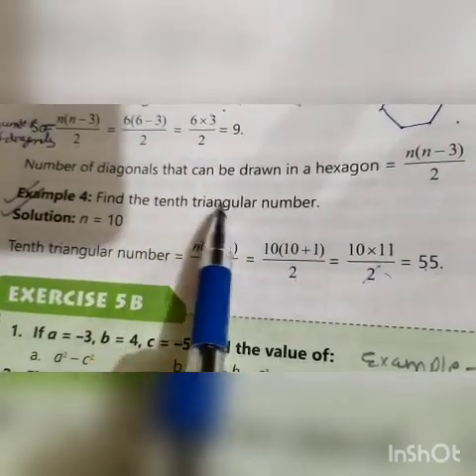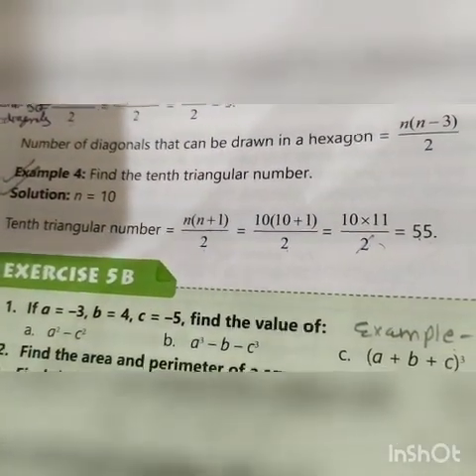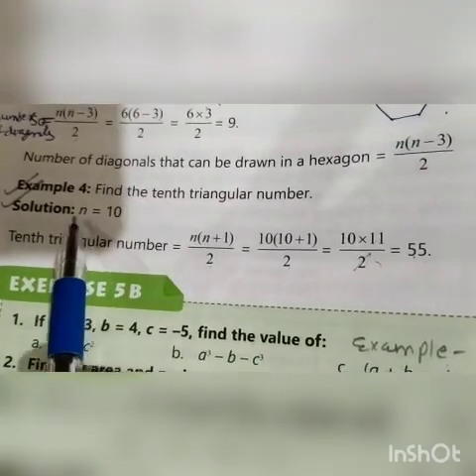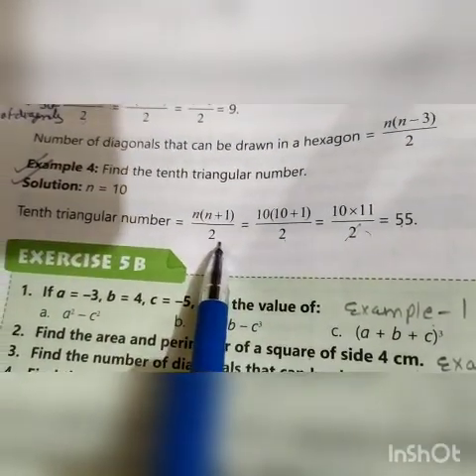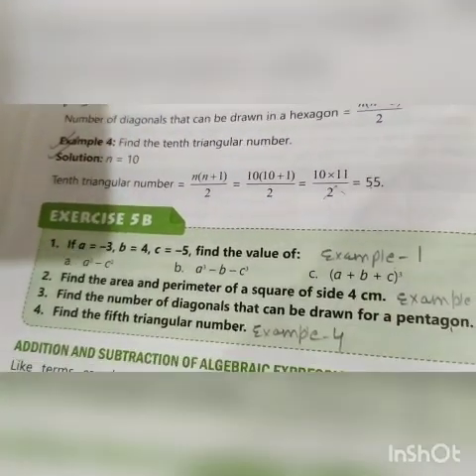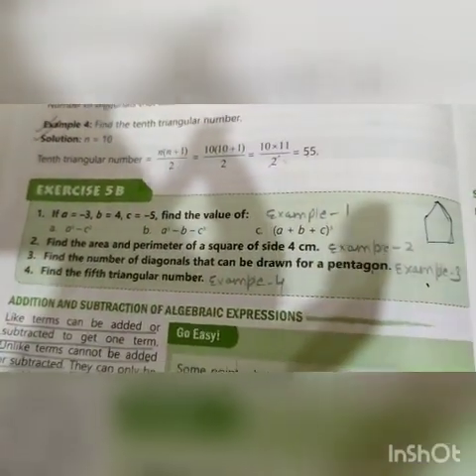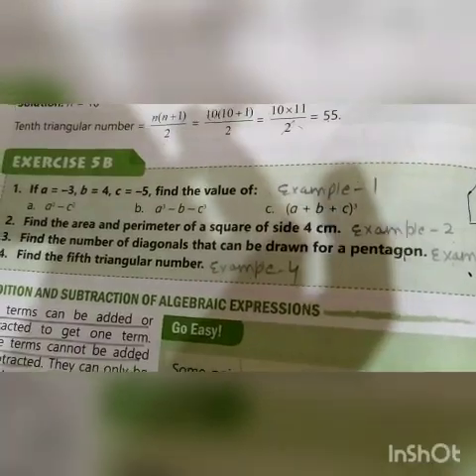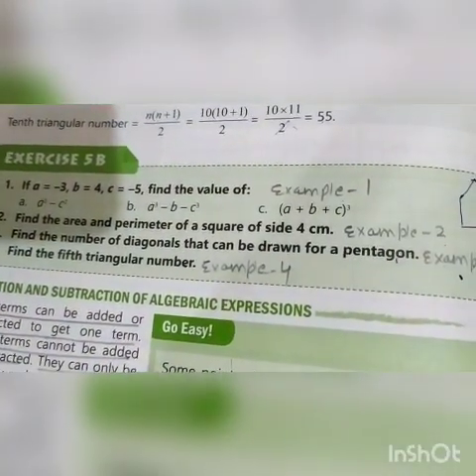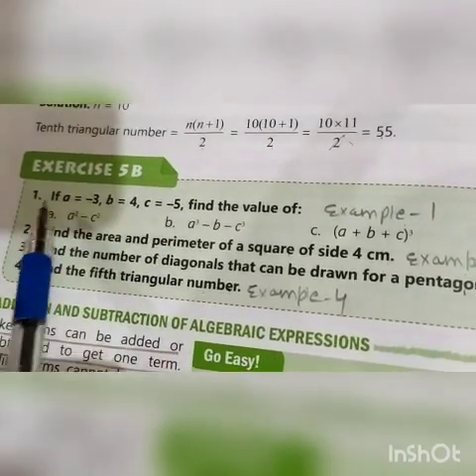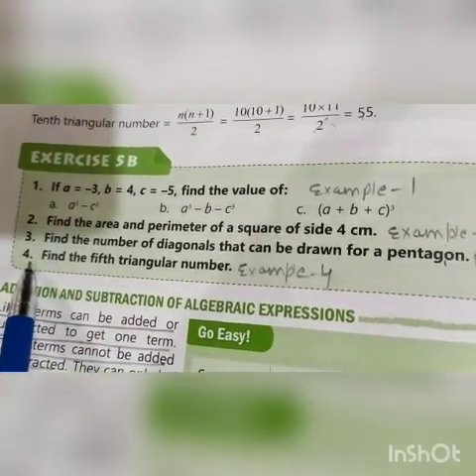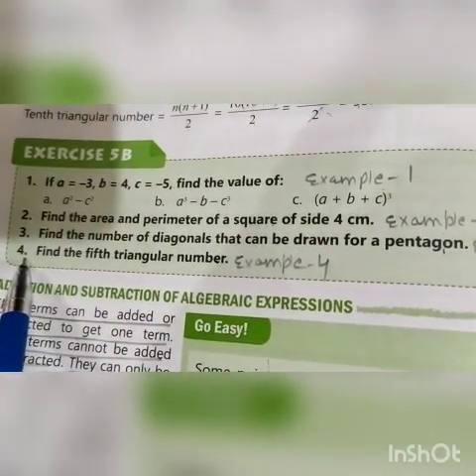Find the 10th triangular number. In place of 10th, you have to find the 5th triangular number. So n is equal to 5. Then put the value of n in this formula. So you will complete this exercise 5B in your fair notebook by yourself. You will not write these 4 examples 1, 2, 3, 4. You have to solve only this exercise, these 4 questions, in your fair notebook. Do not confuse.